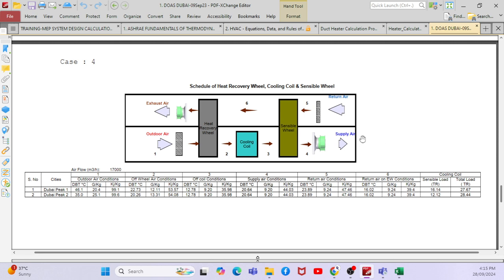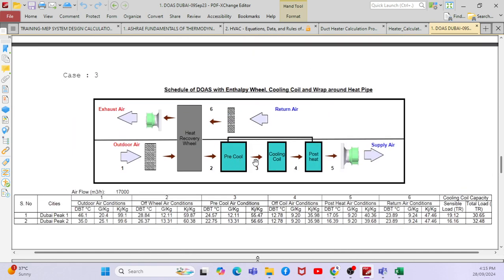Okay, second one, where I cannot use the sensible wheel, where I may use a preheat or pre-cool pipe, where I can increase the temperature. For example, if you see the pre-cool and preheat pipe, what is happening? There is a refrigerant inside that will change the temperature. Here there will be cooling, here there will be heating, and that will be taken care of.